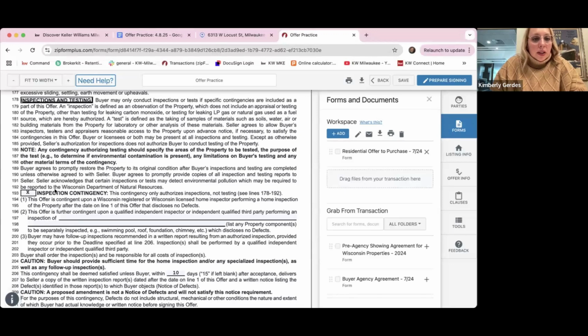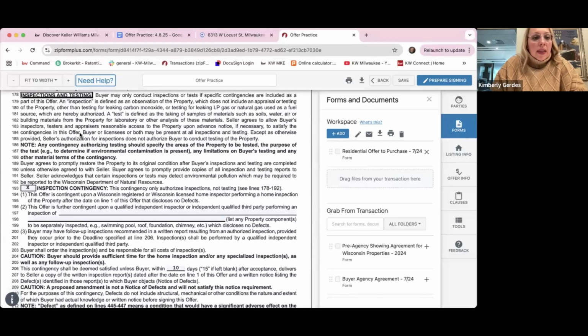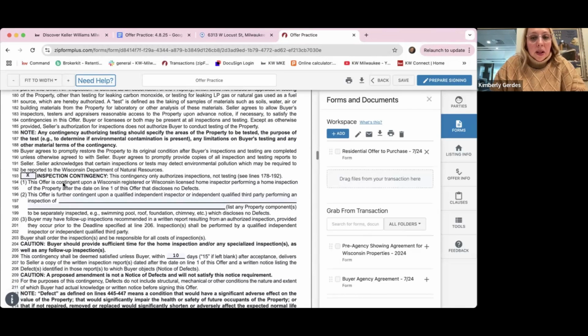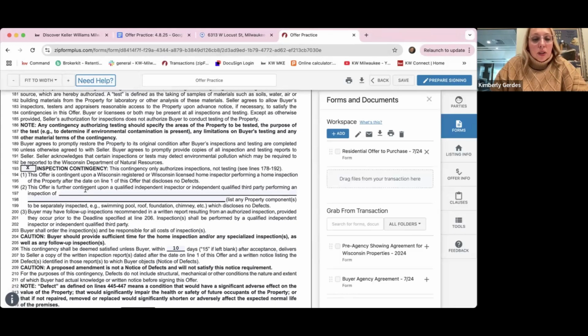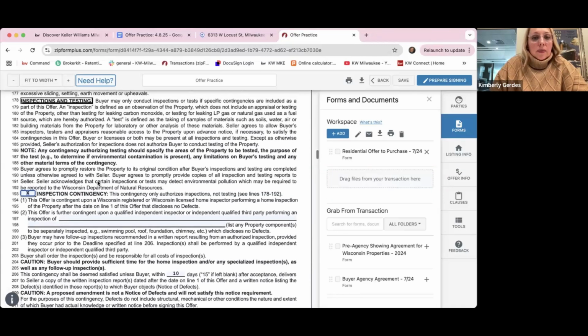So we know that our buyer wants to have a home inspection, and that home inspection needs to be conducted by a licensed inspector within the state. It can't be like the buyer's uncle who likes to look at homes. It has to be done by a legitimate licensed home inspector. Maybe the uncle is a licensed home inspector, I don't know. But we've checked the box here indicating that our offer is in fact contingent on having a home inspection.